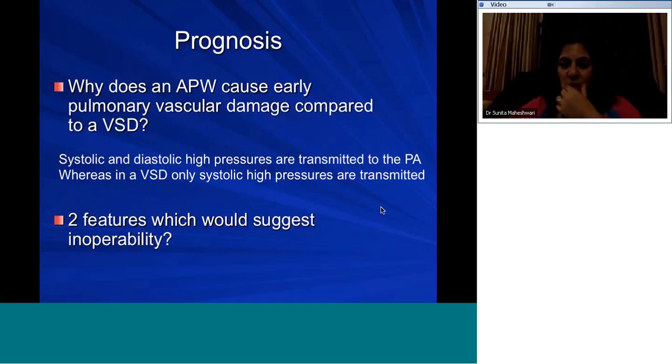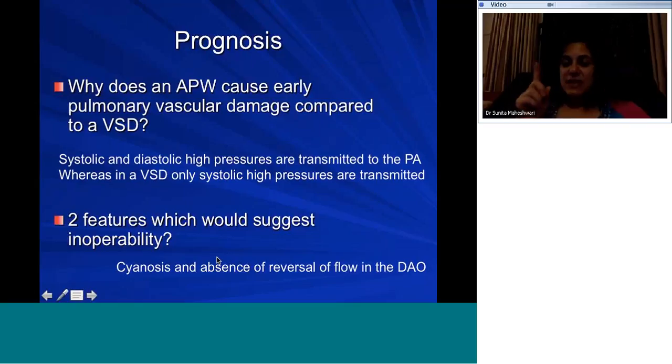Anyone? Okay, so no flow reversal. If you have an AP window and you turn up the scale and there's still no flow reversal, the kid has no bounding pulses, I'd be very worried. So if there's no flow reversal and if there's cyanosis.